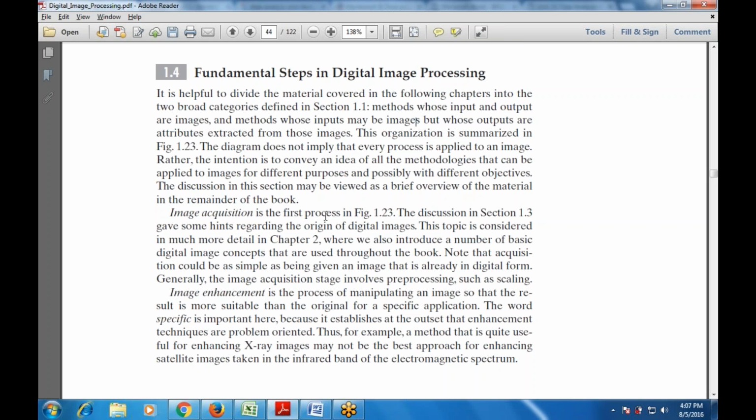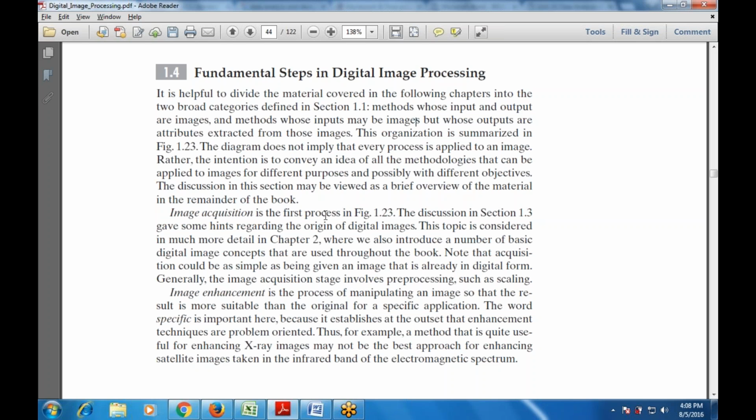So what is a suitable application for which we manipulate an image? The word specific is important here because it establishes at the outset that enhancement techniques are problem oriented. For example, a method that is quite useful for enhancing X-ray images may not be the best approach for enhancing satellite images.